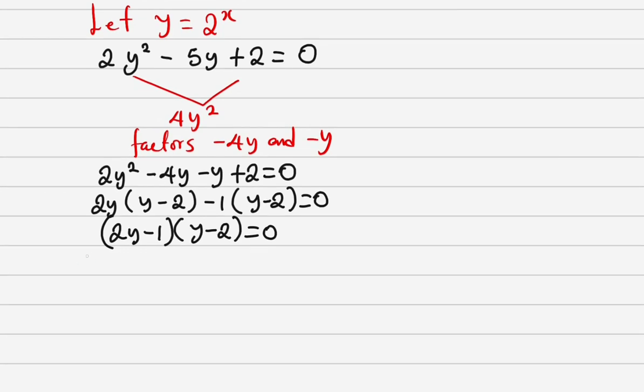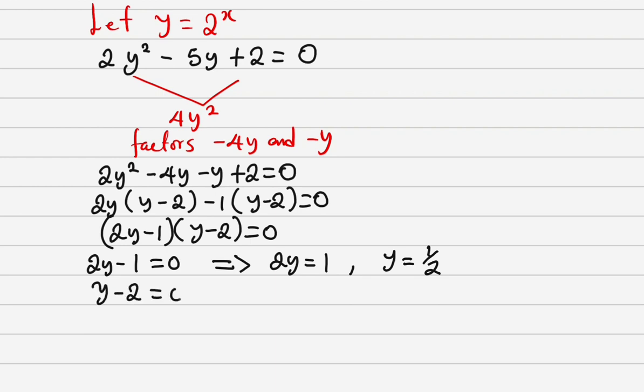So in this case, it is either 2y minus 1 is equals to 0, which implies that 2y is equals to 1, and y in this case is going to be half. Or we can have y minus 2 is equals to 0, which implies that y is equals to 2. But we introduced y. What we have to look for is x. So therefore, I have to get my x.